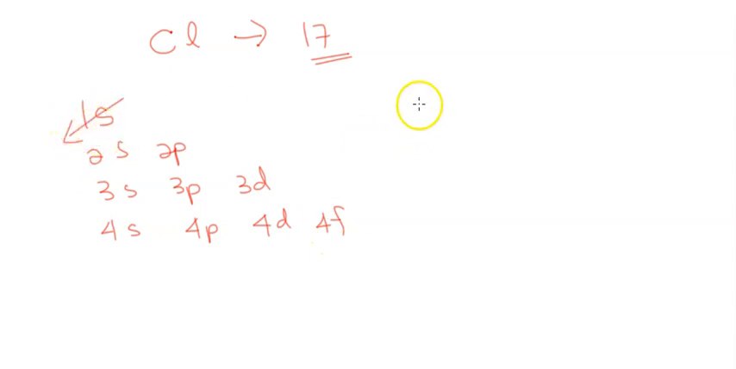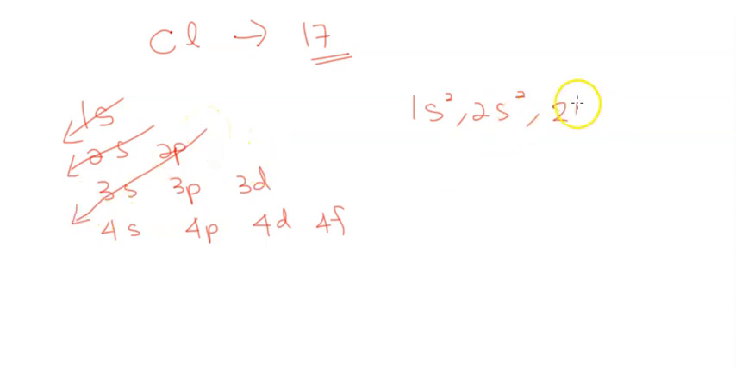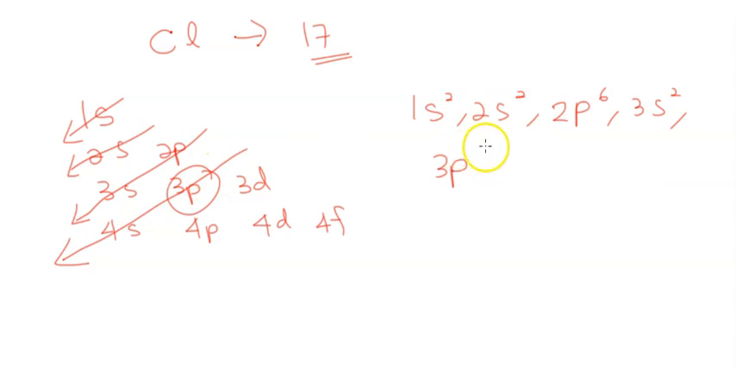So we have 1s2, 2s2, then 2p6 and 3s2. We already have 2 plus 2 plus 6 plus 2, which is 12, so 5 electrons remain. The next one is 3p. Since we have 5 remaining electrons and this can hold up to 6 electrons, we only have 3p5. So this is the electron configuration for Cl.